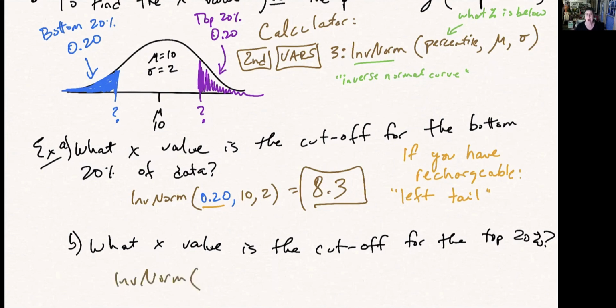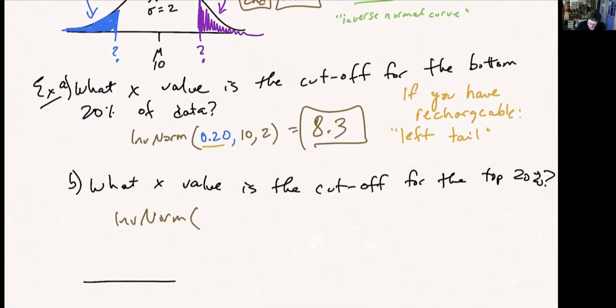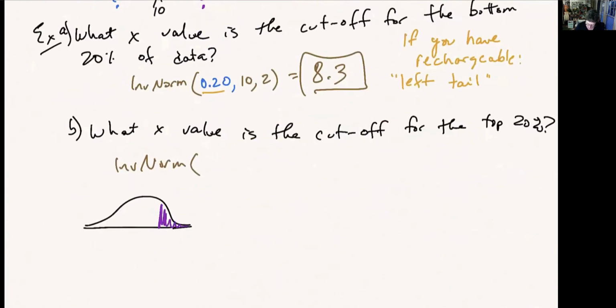Remember, if you do not have that rechargeable calculator, you can only put percentiles into your calculator. So this top 20%, that isn't a 0.2 for the percentile. The percentile is everything that's below. So to figure out the percentile, it's whatever is the complement. I'm just going to recopy this here.